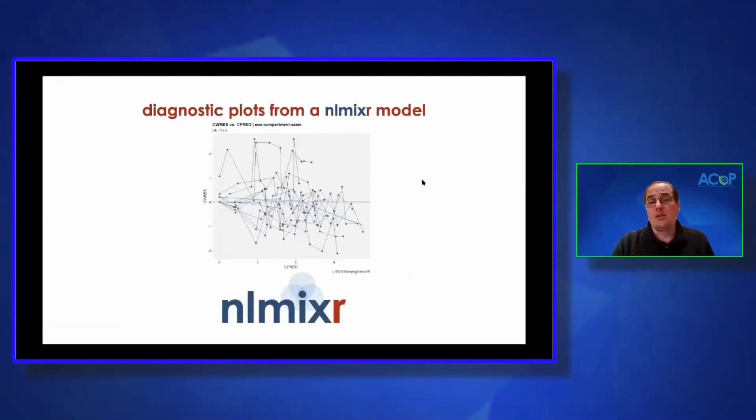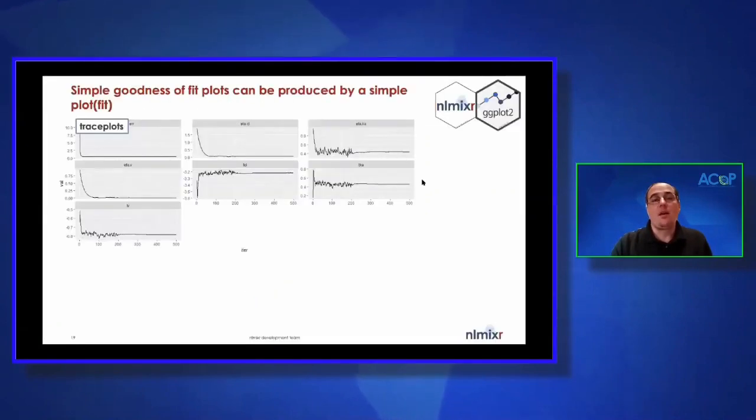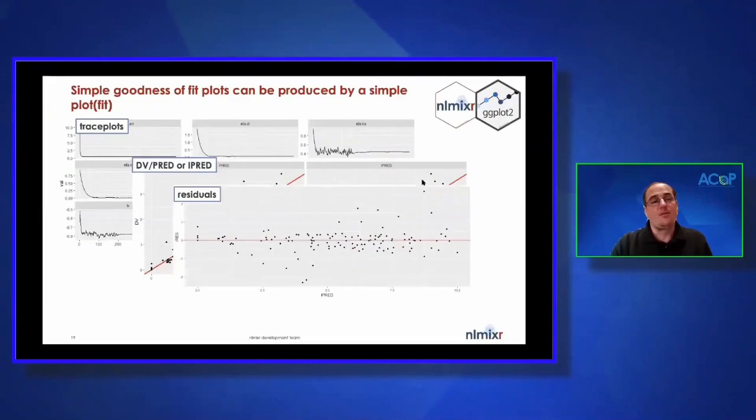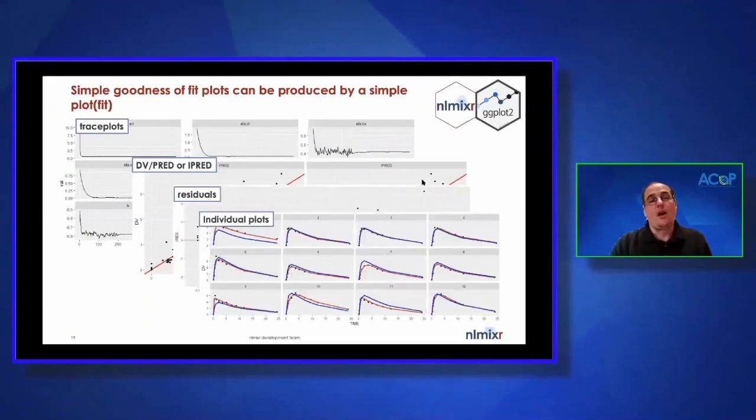Once you have a model, you have the covariates, and it's looking okay, you might want to do a really quick look at your data to see what's there and see what the goodness of fits are. You can do that with a plot, which will produce trace plots, DV versus PRED or IPRED, residuals, and individual plots. All of these are just a quick look. If you want more granularity, you can use xpose, or as we're going to be using in this session, the ggPMX.